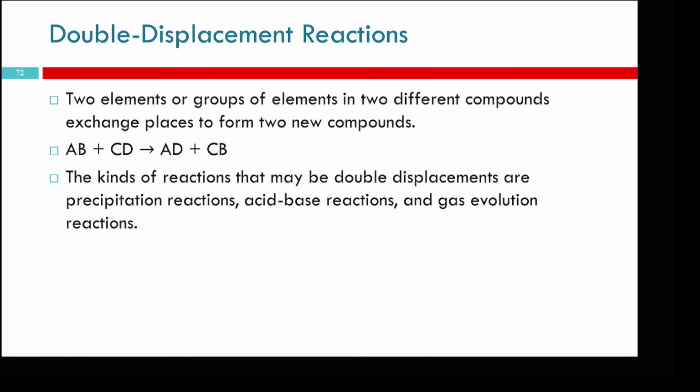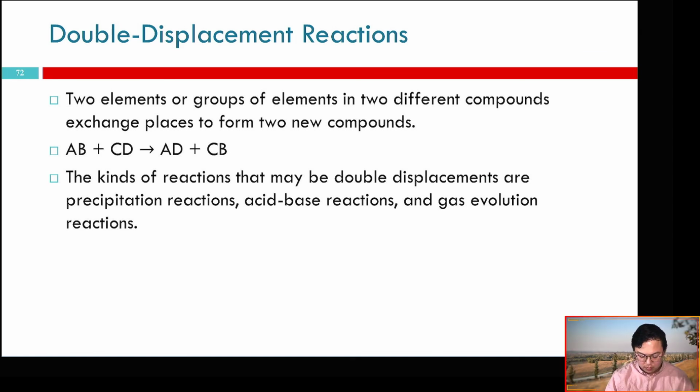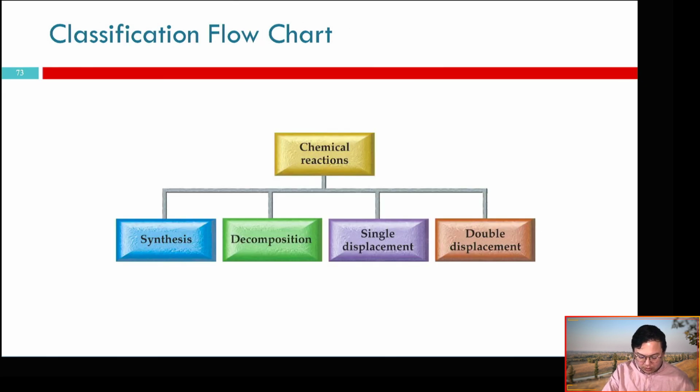And then double displacement would be taking two elements or groups of elements in two different compounds, and then you exchange places to form two new compounds. The kinds of reactions that may be double displacements are precipitation reactions, acid-base reactions, and gas evolution reactions, where you're forming two new compounds. So out of all chemical reactions, we're classifying: is it a synthesis, a decomposition, single displacement, or double displacement?